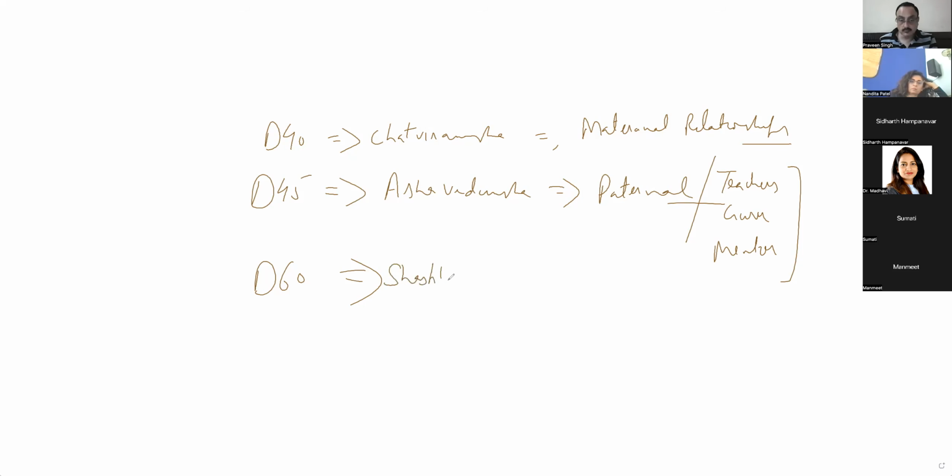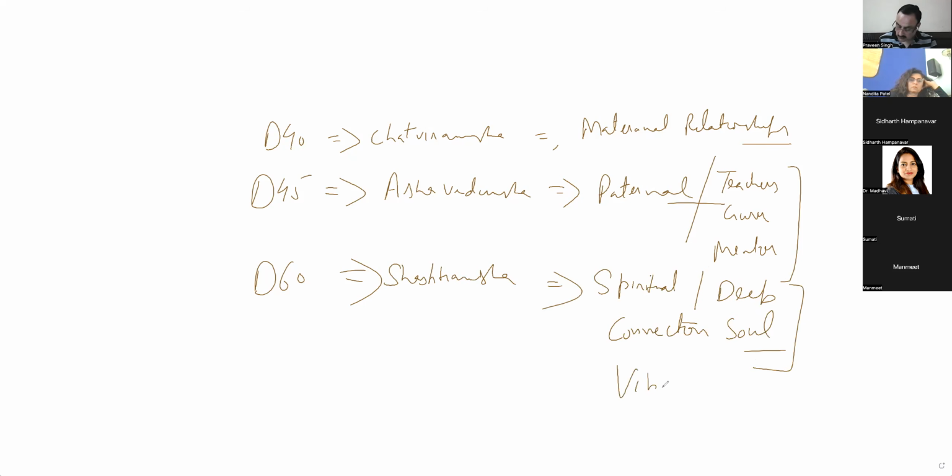Okay, Shashti Amsha. So what is this Shashti Amsha chart all about? Shashti Amsha chart is basically your spirituality, right? Your deep connection with your soul. Okay, deep connection of your soul. Where is the vibration of your soul, what does your soul want, which spiritual path does it want to go on. Okay, now you know the major Varga Chakra, the 16 divisional charts and their applications.